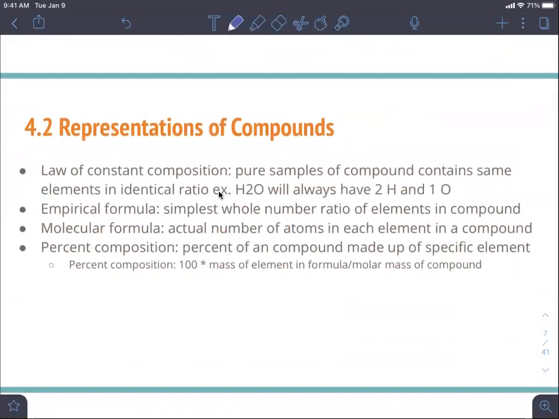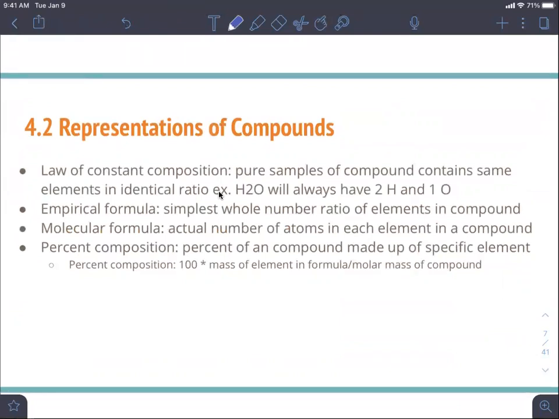Okay, so the second part is the law of constant composition. This is a pretty simple concept. It's just that pure samples of a compound contain the same elements in an identical ratio. What this means is basically water is always water. So water will always have 2 hydrogens and 1 oxygen.